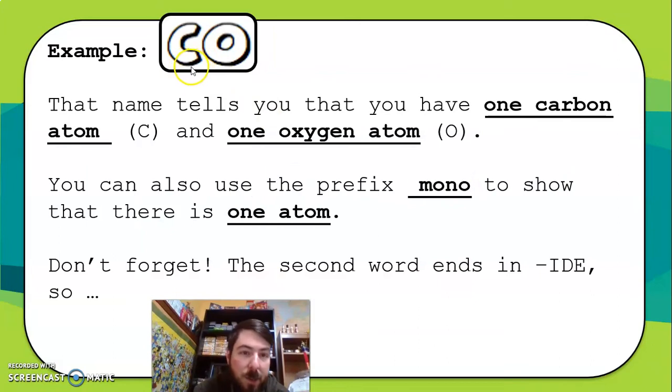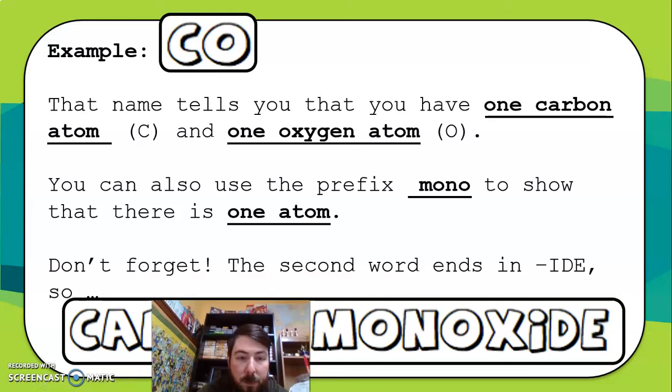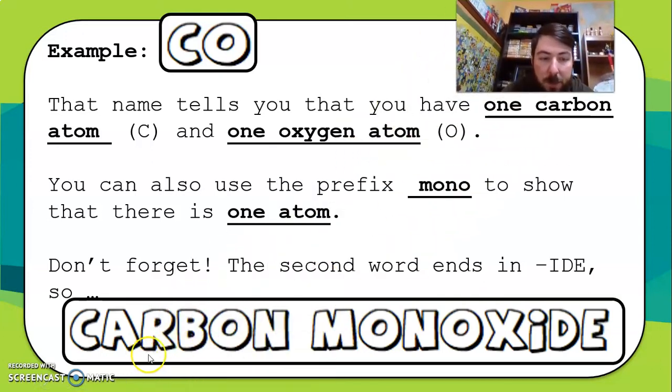So if we take this example, there's an invisible one here in front. The name should tell us that we have one carbon atom and one oxygen atom. So the second word would be monoxide. The mono means one. And also don't forget that the second word should end in "ide." So there we have the monoxide.